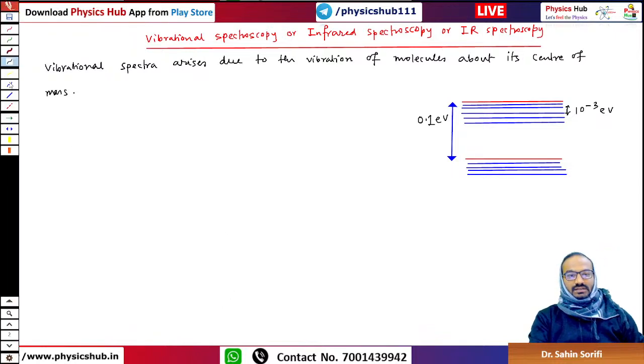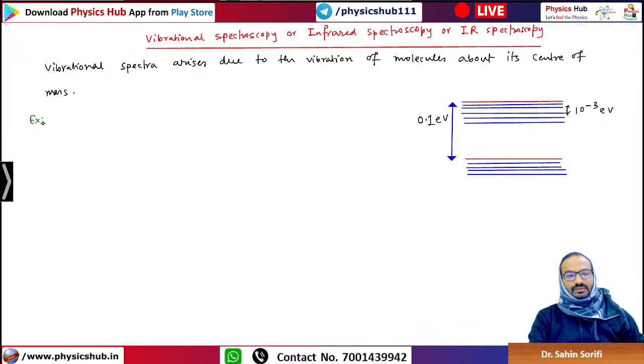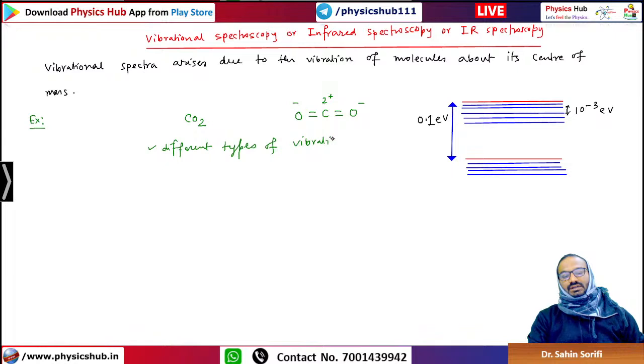So let us try to understand this vibrational spectroscopy with the example of the carbon dioxide molecule. If you have a CO2 molecule, we can imagine it in this way: oxygen double bond carbon double bond oxygen. So this is the basic structure of carbon dioxide. It has two positive charges and one negative, you can imagine it in this way. So we have dipoles. Now this CO2 molecule can have different types of vibration.